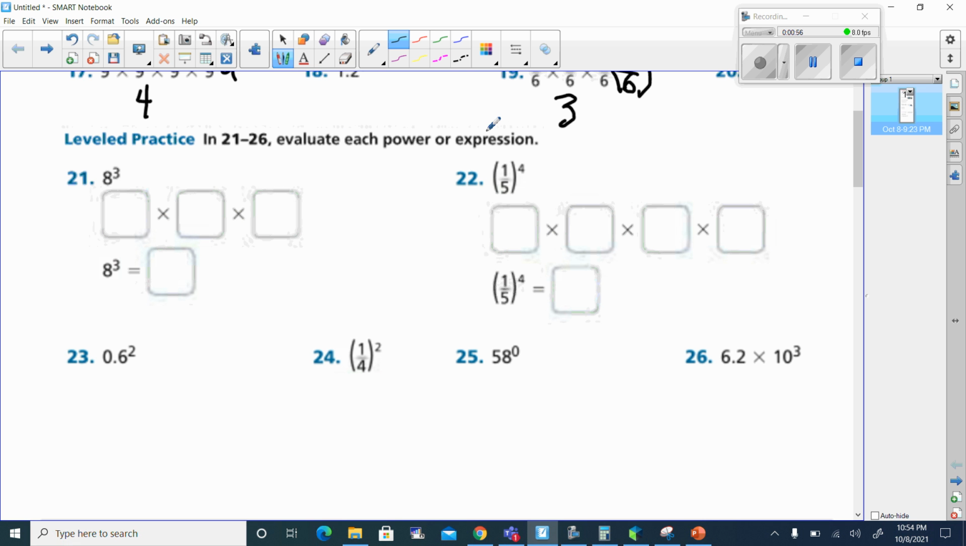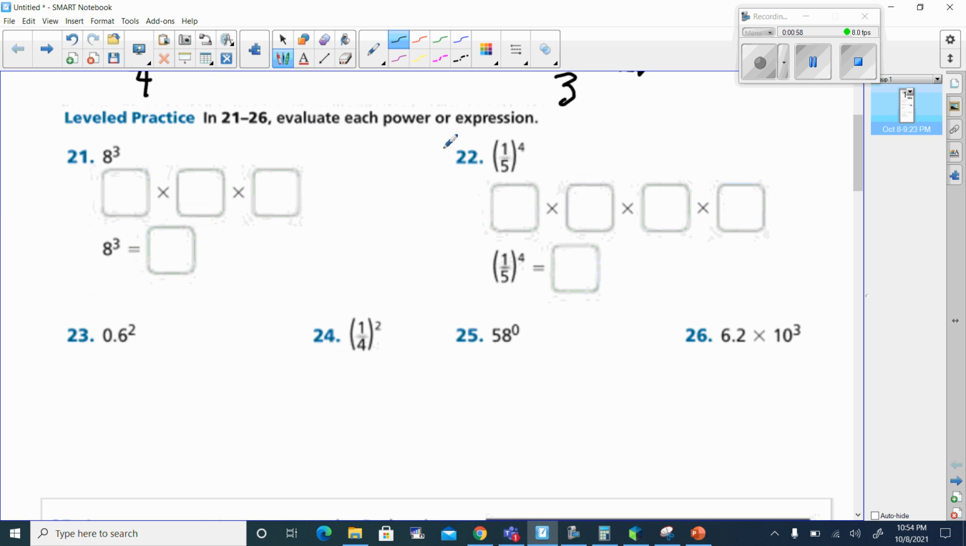Evaluate each power or expression. When we do this, we see that we have 8 to the 3rd power. So 8 to the 3rd power is going to be 8 times 8 times 8. I know 8 times 8 is 64. So I'll take 64 multiplied by 8 to go ahead and find out what 8 to the 3rd power is. 4 times 8 is 32. And then 6 times 8 is 48 plus 3, 51. So our answer would be 512.